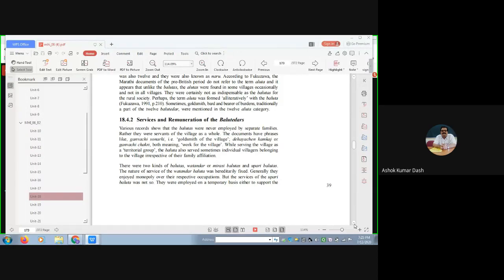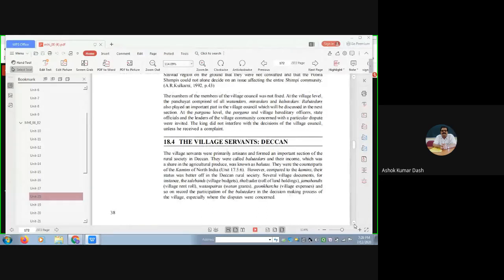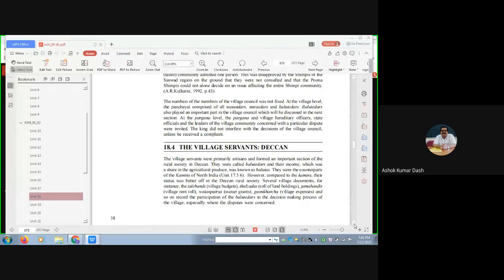We shall go to page 38. Page number 38, please. Village servants, Deccan. You see here, the servants who were primarily artisans and formed an important section of the rural society in Deccan. It has been clearly mentioned. They were called Balutedar, and their income, which was the share in the agricultural produce, was known as Balutas.